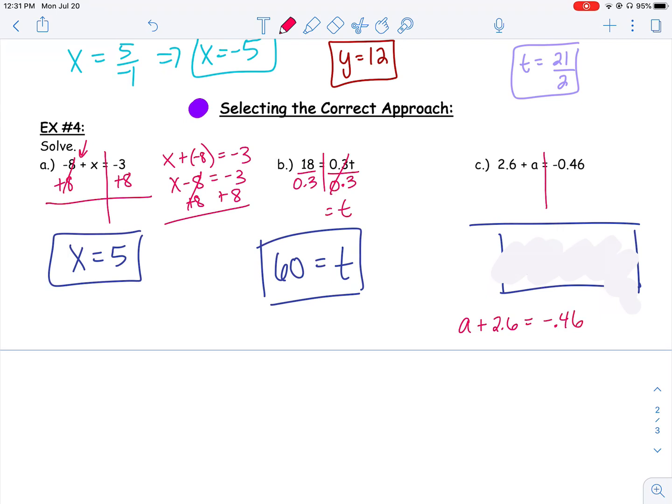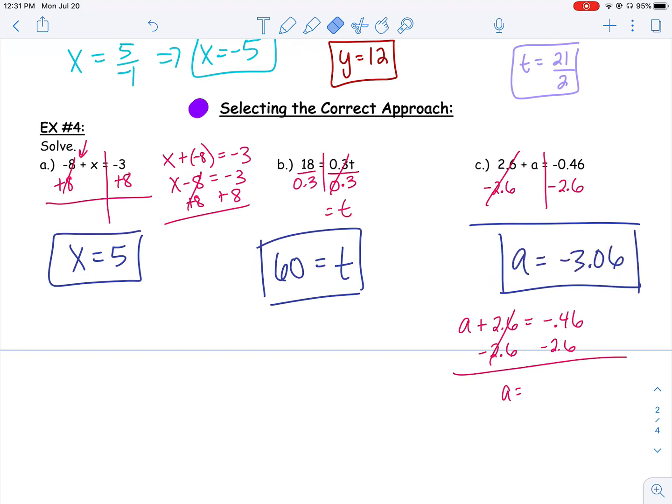And then you might be able to more easily see that you can get rid of the positive 2.6 by doing the opposite, by subtracting 2.6, as long as you make sure to do it to both sides. If I have a positive 2.6 and it's being added, I really want to subtract it from the other side. The positive 2.6 and the negative 2.6 zero each other out, and so I'm just left with A on that side. On the other side, I have a negative 0.46 and a negative 2.6. I'm going to add those together and keep my signs. I ended up getting A equals negative 3.06.